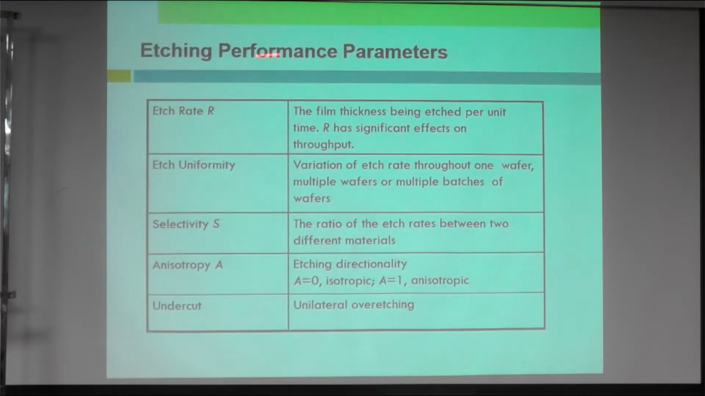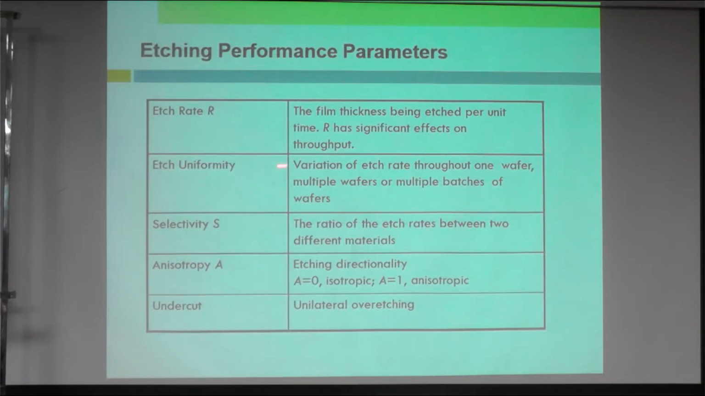So etching performance is basically defined by what we have mentioned: the etching rate, R, the film thickness being etched per unit time. R has a significant effect on the throughput. So how fast you can etch will determine how fast you can produce the device itself.